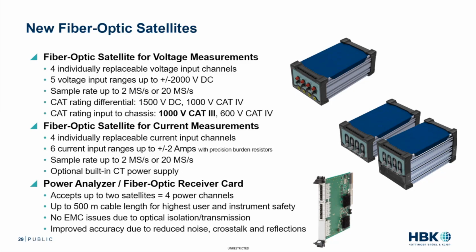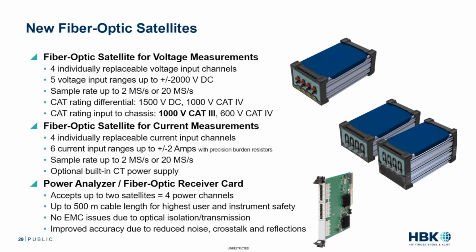And then even an optional built-in CT power supply, which really mitigates the extra cabling needed going into a CT power supply, coming out of the CT power supply. You just connect directly to this satellite module, and it already has the built-in power supply to power your CTs. No extra cabling required. So here we see the receiver card at the other end of the fiber optic cabling. It can actually accept up to 2 satellites, so you've got 4 power channels.